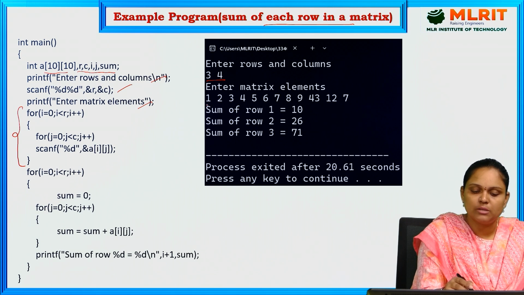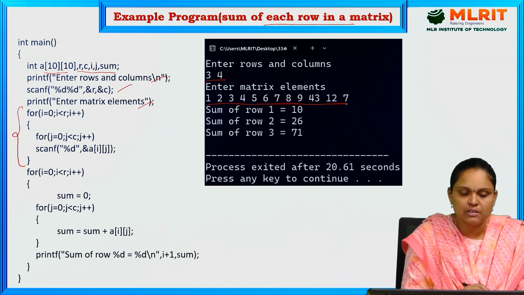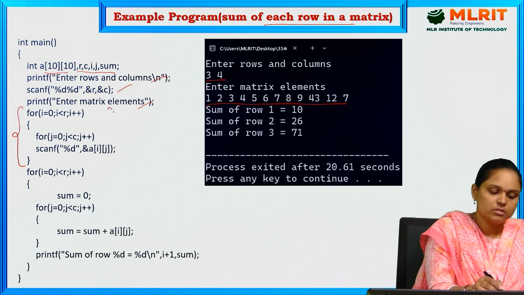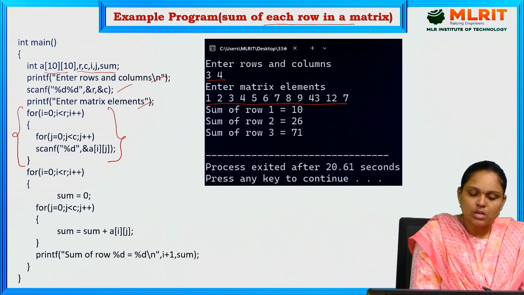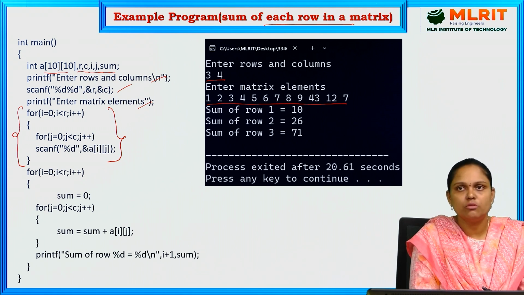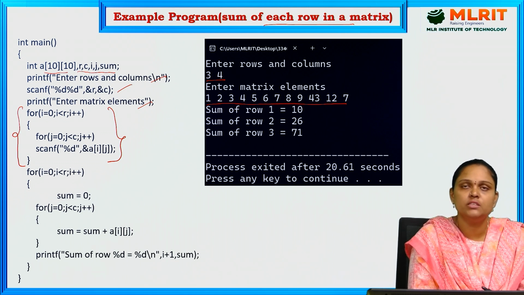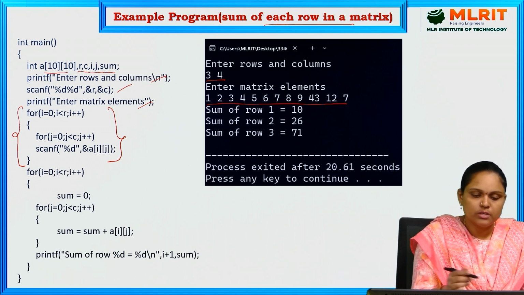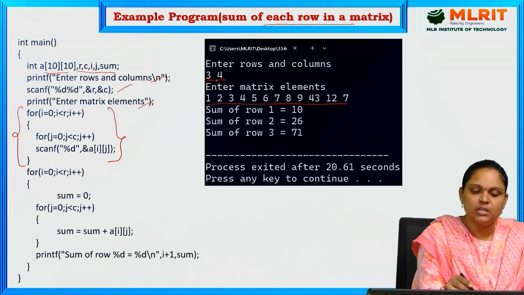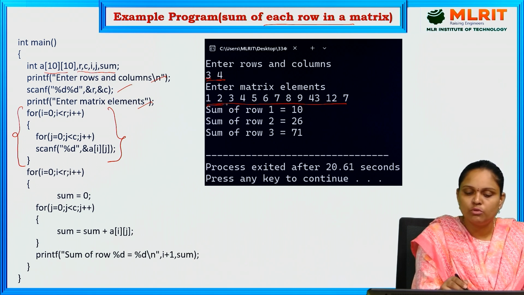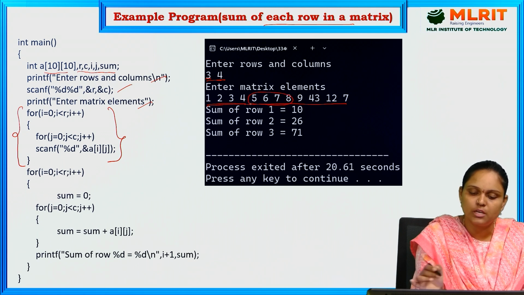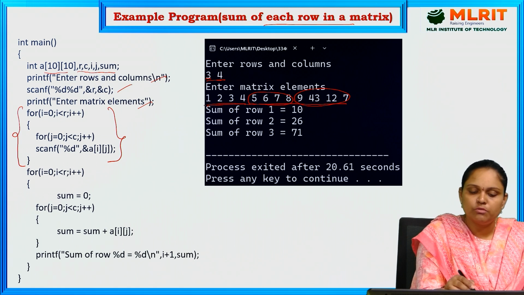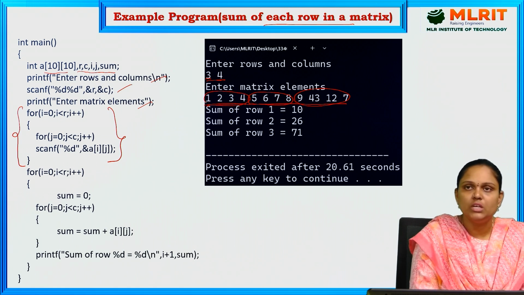So these are the 12 elements that we have entered and read by using these statements, using two for loops and also by using index values. Now we want to find the sum of each row. Here we have given rows as 3 and columns as 4. So the first 4 elements belong to the first row, the next 4 elements belong to the second row, and the next 4 elements belong to the third row. We need to find the sum of each of these rows in the matrix.